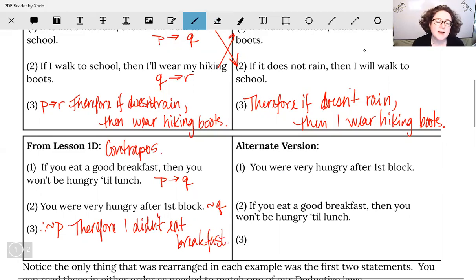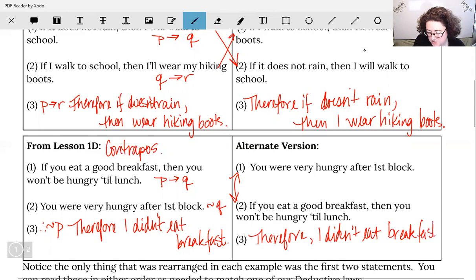We can come to exactly the same conclusion on the alternate version. The only difference is they flip-flop those first two statements. So if I read those in reverse order, if you eat a good breakfast, then you won't be hungry till lunch. You were very hungry after first block. It's exactly the same as the previous example. So we can still use the same conclusion. So therefore, I didn't eat a good breakfast. Therefore, I didn't eat breakfast.